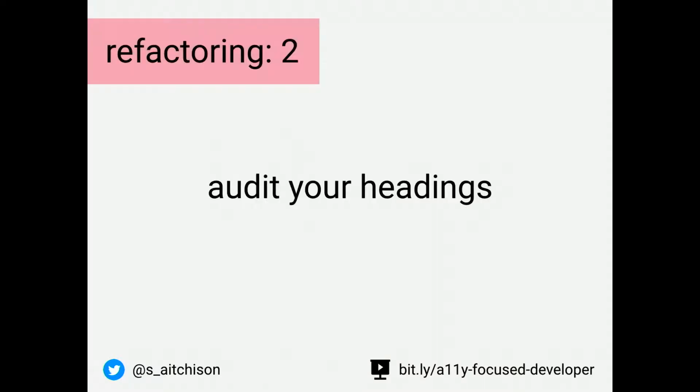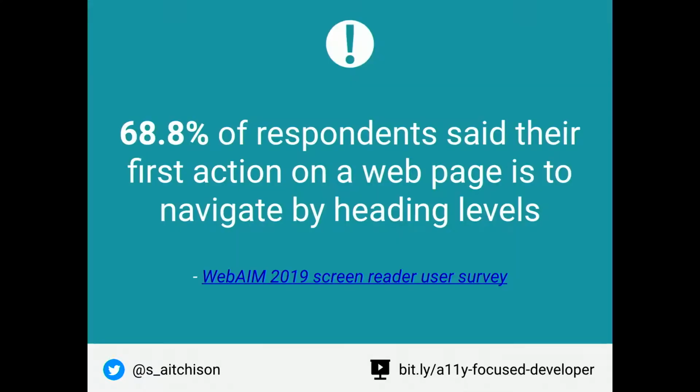So now we've got some more semantics into our app. Second priority, I would say, is to audit your headings. And the reason I say that is because when WebAIM did a survey of screen reader users, they asked them, what's the first thing that you do when you land on a page? And a huge majority of respondents said, I'm going to navigate by headings.